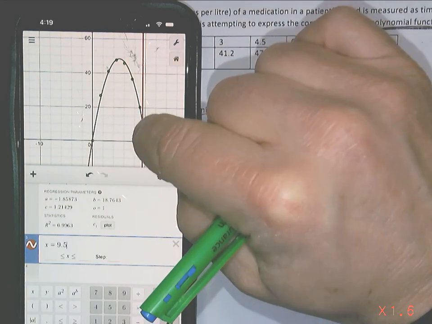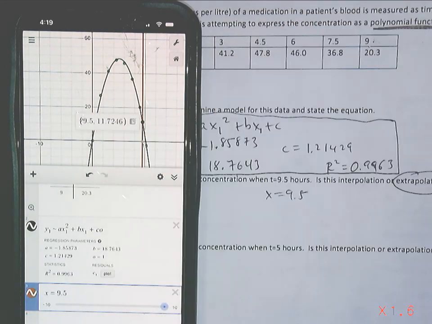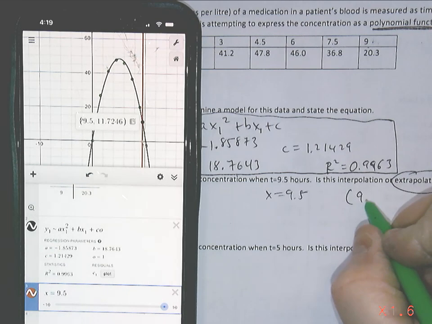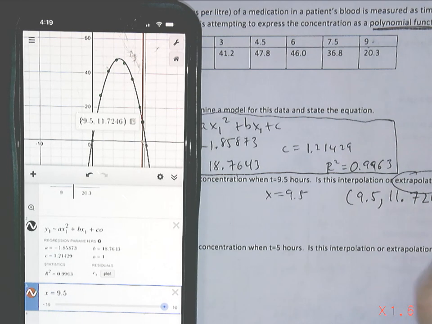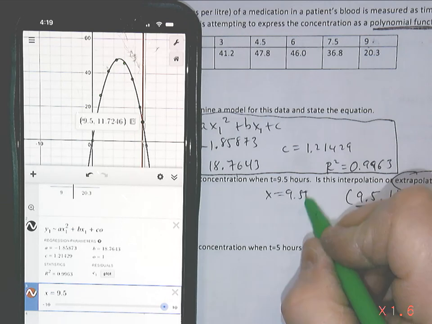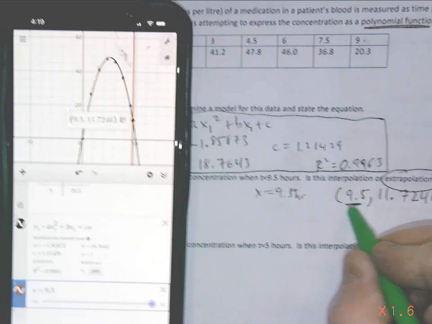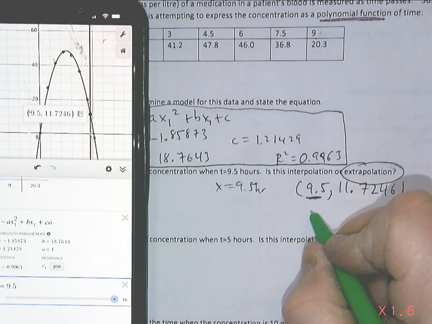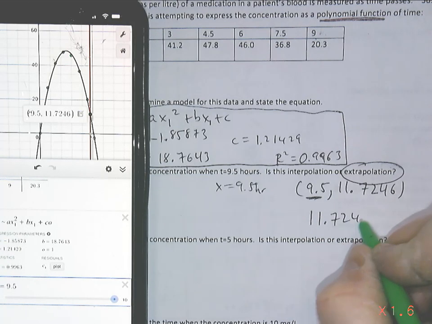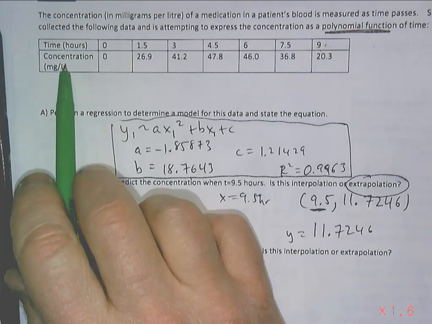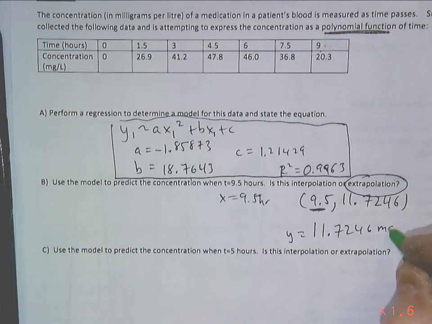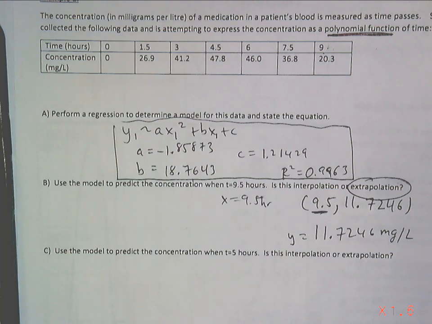And then I can click on where that hits. I'll write down the point, and then I'll disclose what this means. So this represents how many hours? At 9.5 hours, you have 11.7246, and that's the Y value. And what are the units for Y? Y is concentration. It is milligrams per liter. So that's how many milligrams per liter that person would have in their system according to this model.